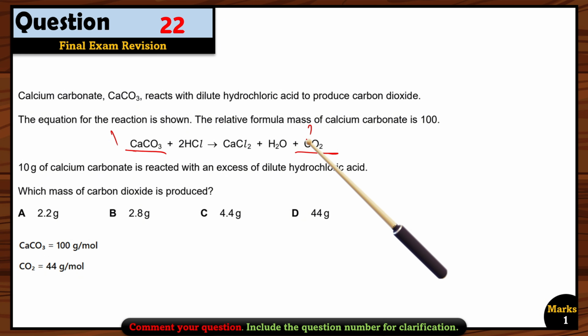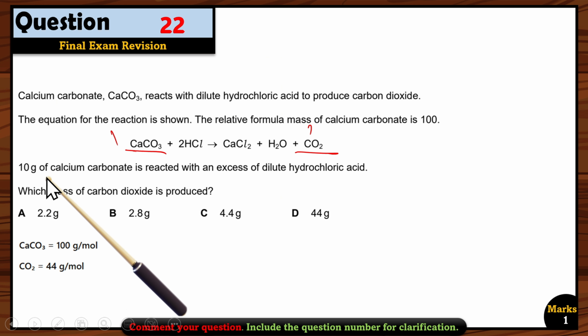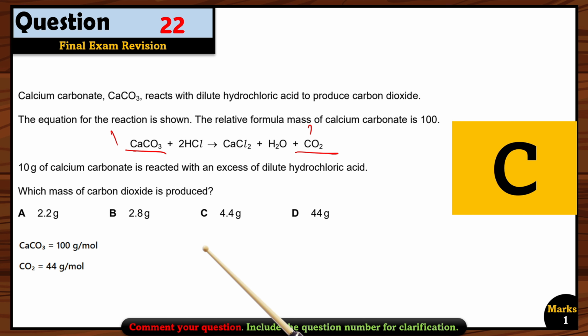So 1 mole is producing 1 mole, so it's simple. You just have to find their relative atomic masses. What is the molar mass for calcium carbonate? It's 100 gram. For carbon dioxide it's 44 grams. If 100 is producing 44, how much will 10 produce? It's simple. You just have to reshuffle them and you will see option C is the right option, 4.4 gram.